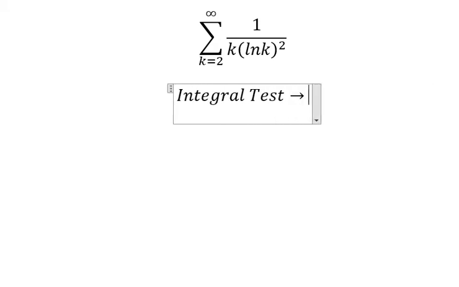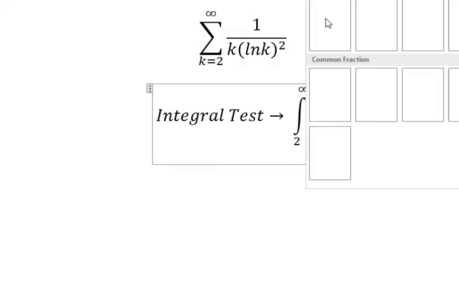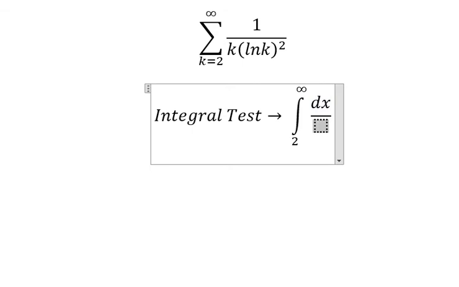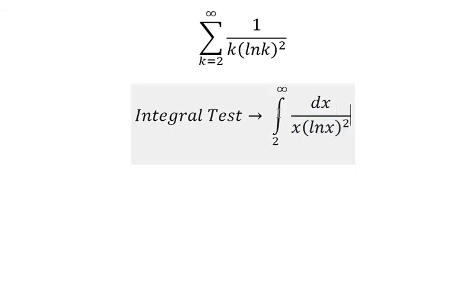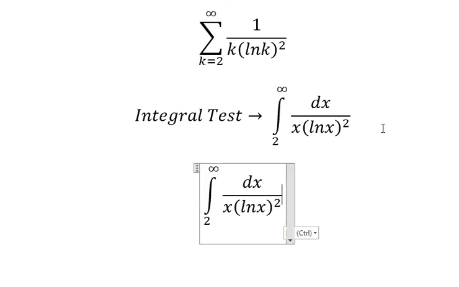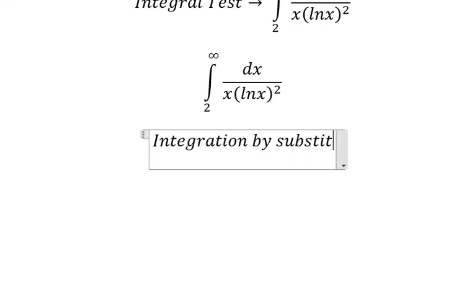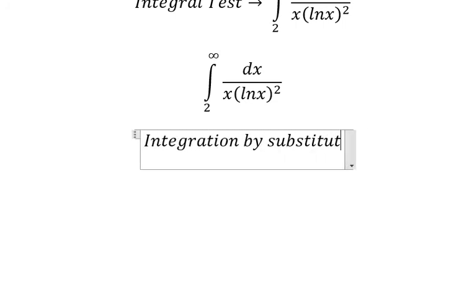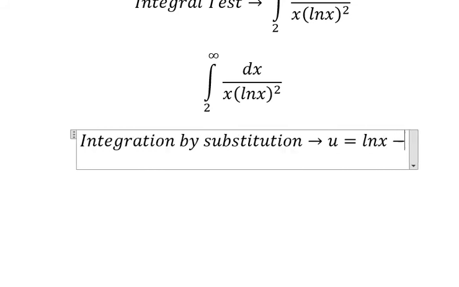So I will put the integral from 2 to positive infinity, and we got ds over s ln s to the power of 2. So in this situation, I will use integration by substitution. So I put u equal to ln s.